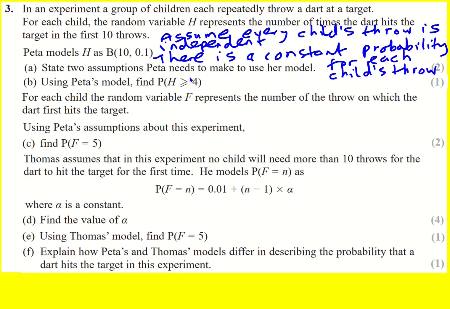Now using Peter's model, find the probability that h is greater or equal to 4. If you're using ClassWizard's calculator like me, we're going to need to do 1 minus the probability that h is less than or equal to 3. We want 4, 5, 6, 7, 8, 9, 10, so we're going to subtract 0, 1, 2, 3. We need to keep 4 in there.